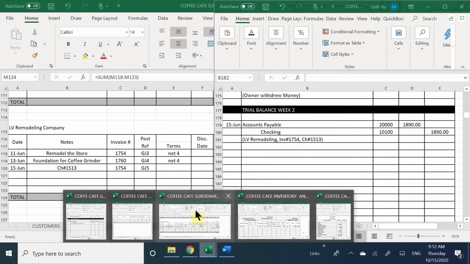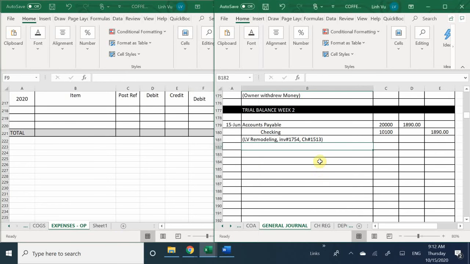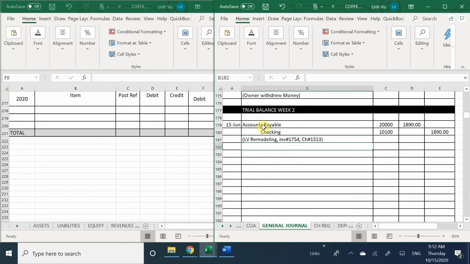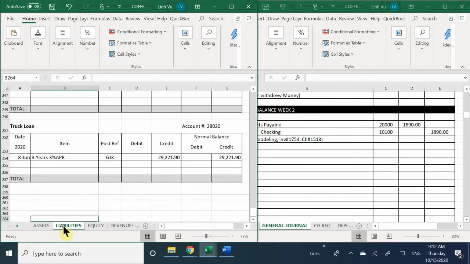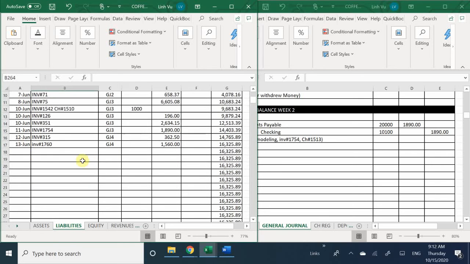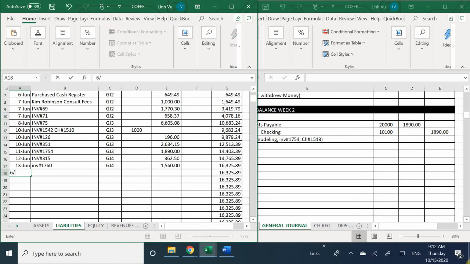Okay, so now I'm going to go to my general ledger, and which account am I going to start off with? Accounts payable. What came first in your journal? Accounts payable. So I'm going to do that one first. So here's my accounts payable. All right. Go ahead. How do I fill it in? Invoice number?